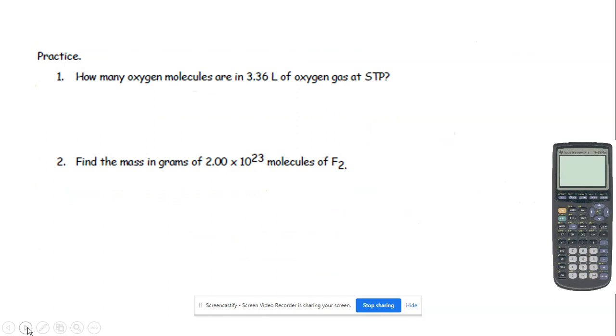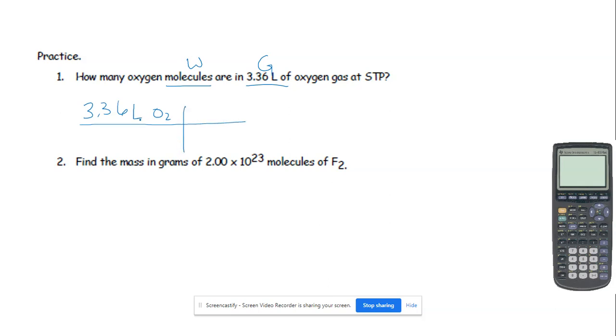So this question is asking us how many oxygen molecules are there in 3.36 liters of oxygen gas, of course at STP. So we're going to always start with the given. Our wanted is molecules. There is no conversion factor to go from liters to molecules, and so we have to go first to moles. So we're going to do 3.36 liters of oxygen gas.